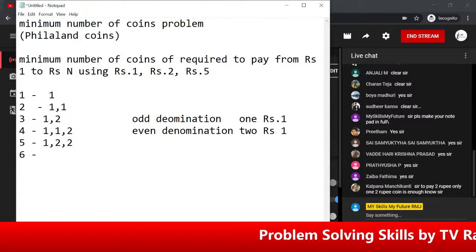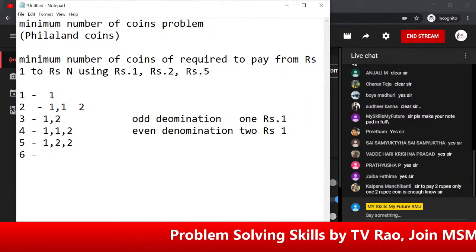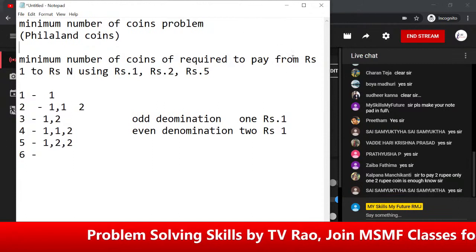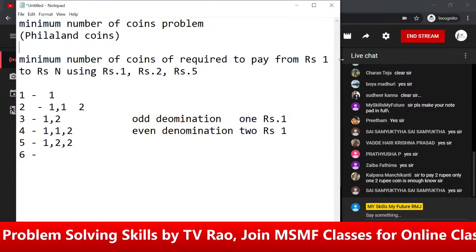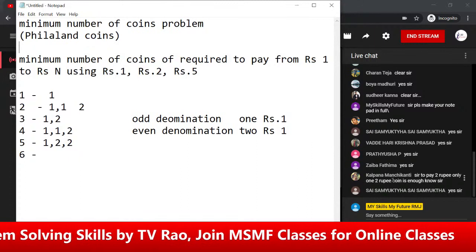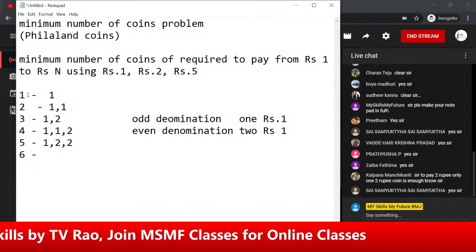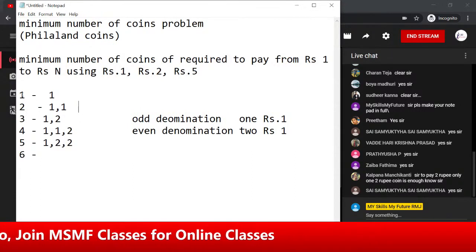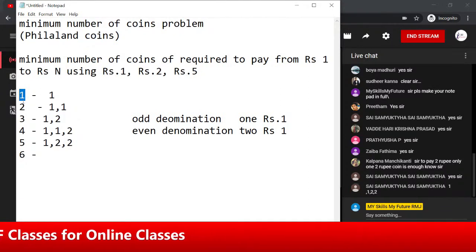Sir, to pay 2 rupees, only one. To pay 2 rupees alone, one 2 rupee coin is enough. But read here, minimum number of coins to pay rupees from 1 to n. Kalpana, did you understand? Not just 2 rupees, to pay 1 rupee as well as 2 rupees. Miss Kalpana, is this clear? Sometimes I may pay 1 rupee only, sometimes I may pay 2 rupees only. Okay? Is this clear? Kalpana is not responding.